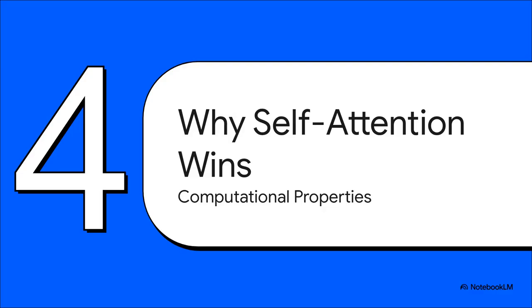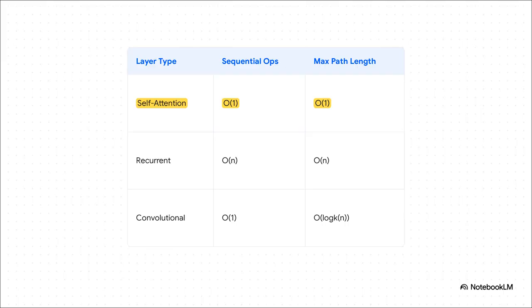So, why does this self-attention approach completely dominate older methods? It really comes down to some fundamental computational properties. This table from the paper says it all. Let's look at sequential operations. For a recurrent network, or RNN, that number is O of n, meaning the computation time grows linearly with the length of the sentence. You have to process words one by one. But for self-attention, it's O of 1, constant time. You can do the main computation for all words at once.